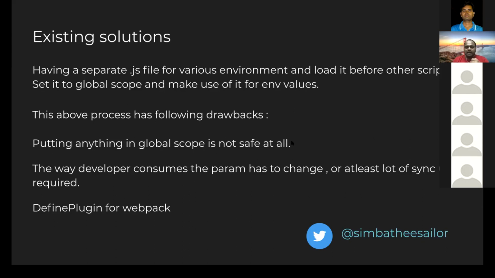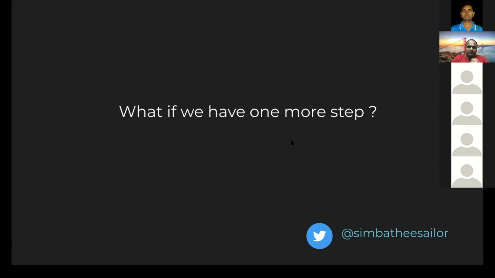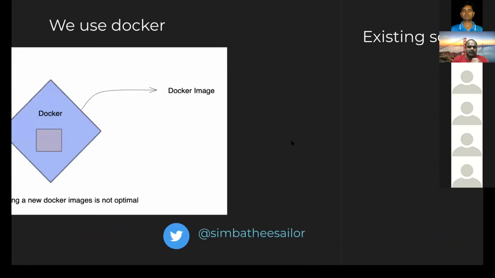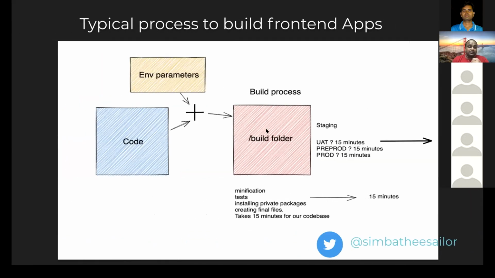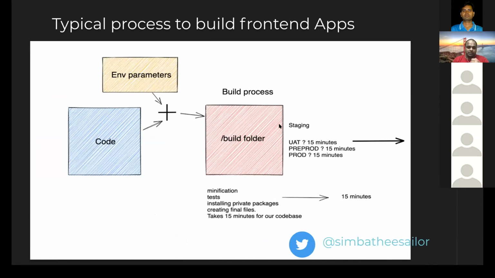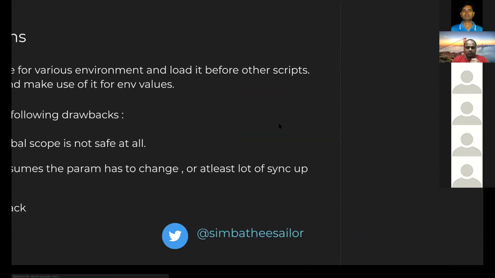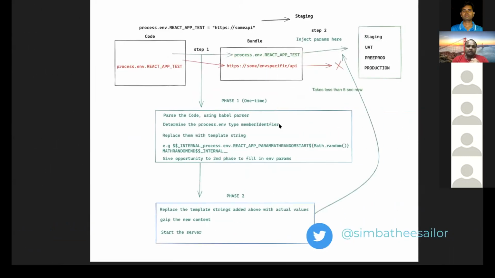And then there were more challenges. I have mentioned them in an article that I'll link in the references section, so you can give it a read. Saying all that, what if we have one more step? Here we have one step where we build your project and just give that bundle to the Docker image. What if we can have two steps? Going forward, I came up with this solution.